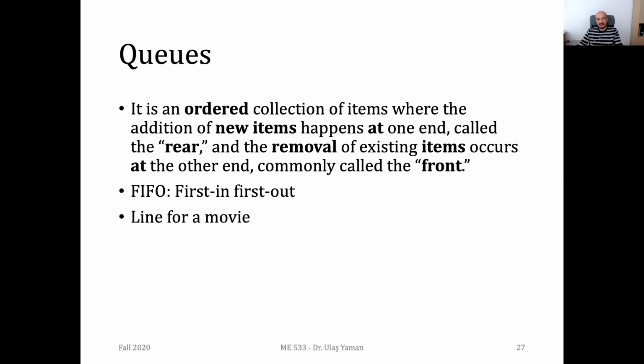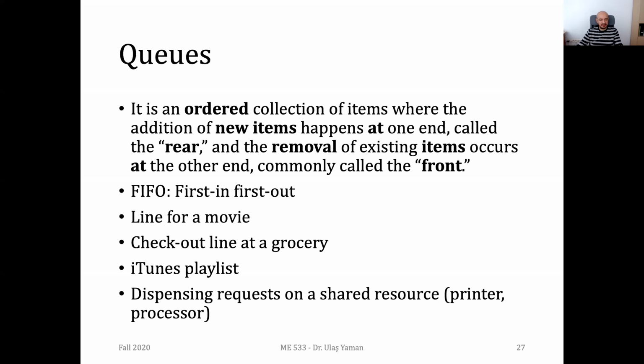And there are many examples in our real life. The lines we have for a movie or checkout lines at groceries, or your music playlist. The one you put first will be played first. Or in the case of your printer tasks, you may send many papers, many PDF files, let's say, into your printer, and then it will start printing the first one it gets. So we can say that it's a first in, first out type of implementation.